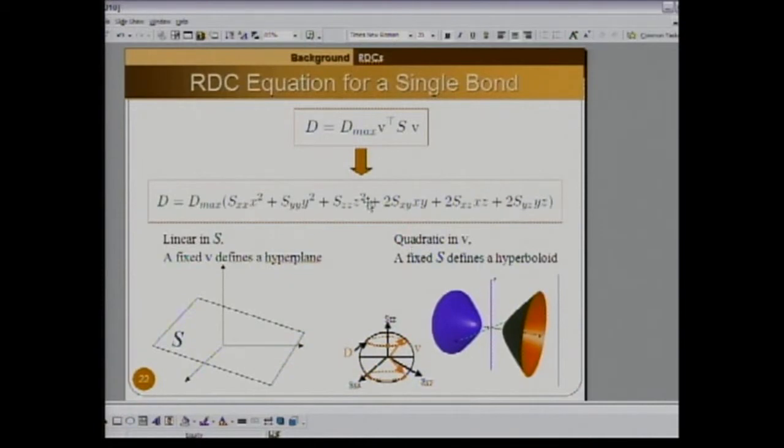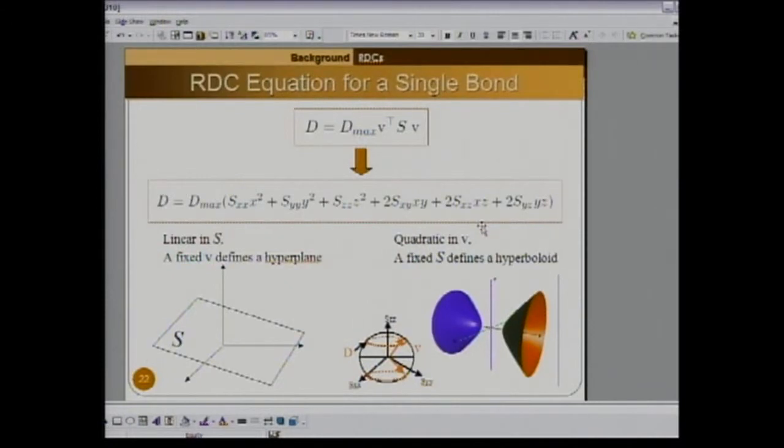And the interesting observation behind this equation is that if you know the Saupe matrix, that is, you know everything about the alignment medium for the protein, so if you know S, V should lie, as I already described, on the intersection of the sphere with the hyperboloid. However, if you do not know S, but you know the bond vector, a fixed bond vector defines a linear hyperplane in terms of the Saupe matrix elements. So there is this interesting structure to this equation. It's linear in Saupe matrix elements and quadratic in the bond vector elements.